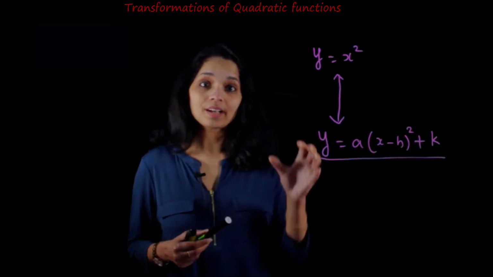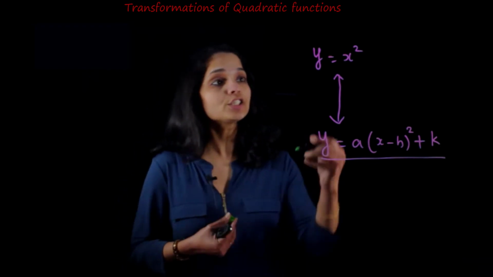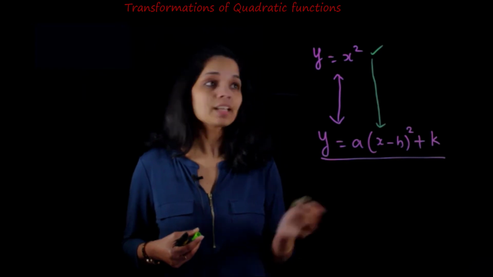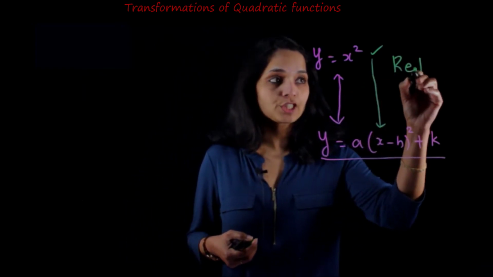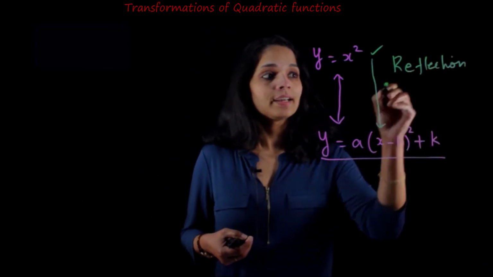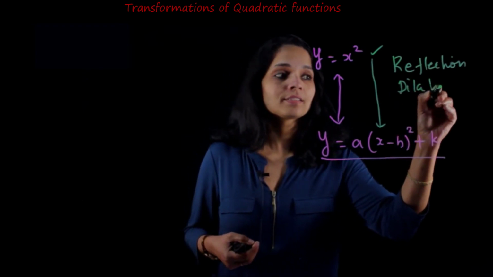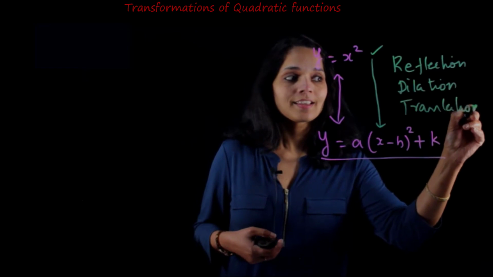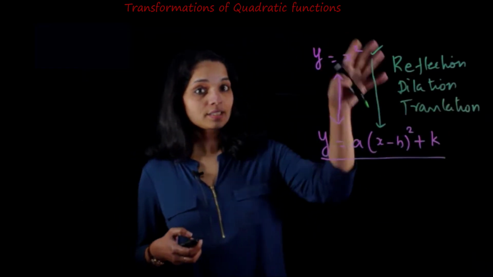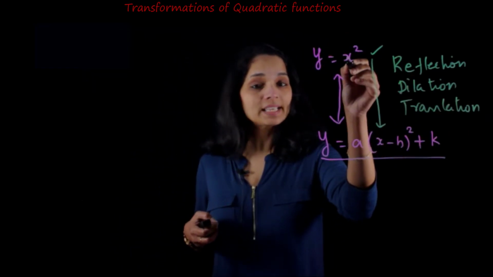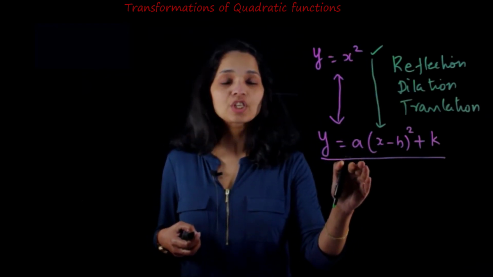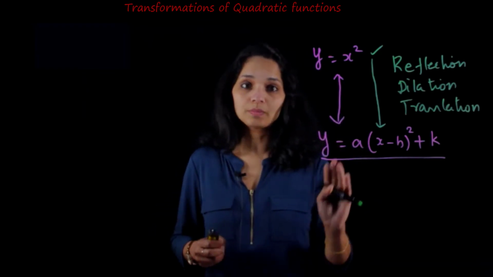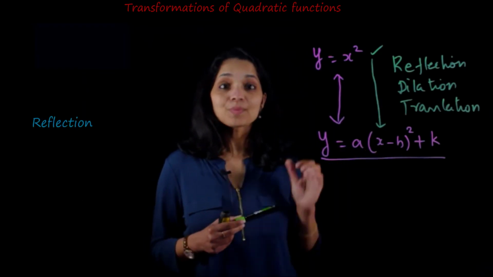There are three different kinds of transformations that can occur to the basic function to reach this function. They are reflection, dilation, and translation. These are the three different transformations that can occur to this basic quadratic function to arrive at this general function. Any quadratic function can be transformed this way. Let's first look at reflection.